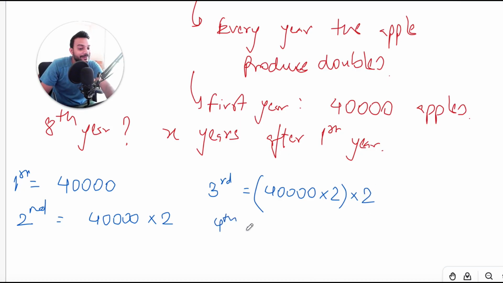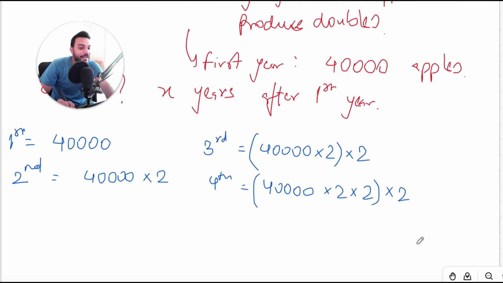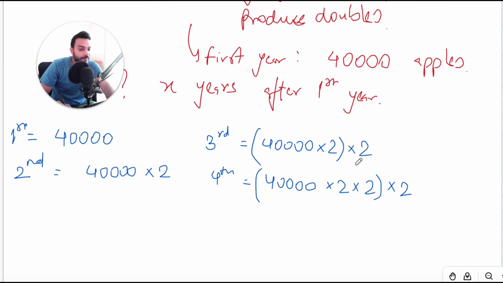Fourth year, 40,000 multiplied by a 2 multiplied by a 2. This was the third year value, again multiplied by a 2. So if I were to represent these values in powers of 2, I can simply write for the second year it's 2 raised to power 1, the multiplication. For the third year it's 2 squared. There are two 2's getting multiplied. For the fourth year it's 2 cubed. 40,000 multiplied by 2 cubed. And for the first year I can write 40,000 multiplied by 2 raised to the power of 0.